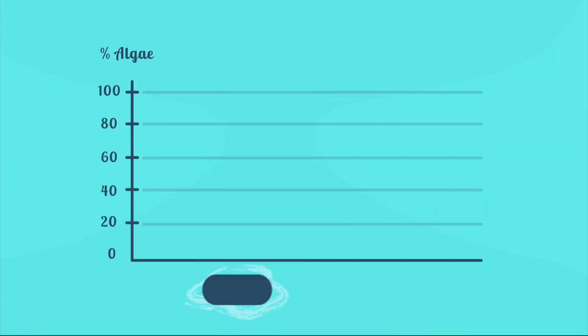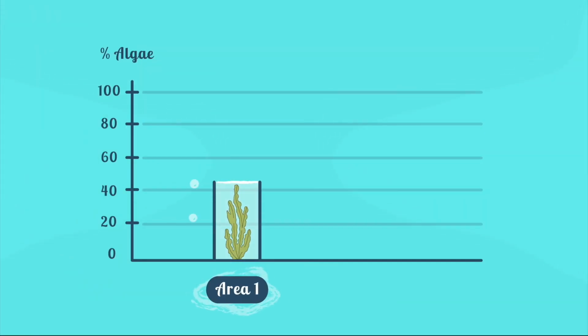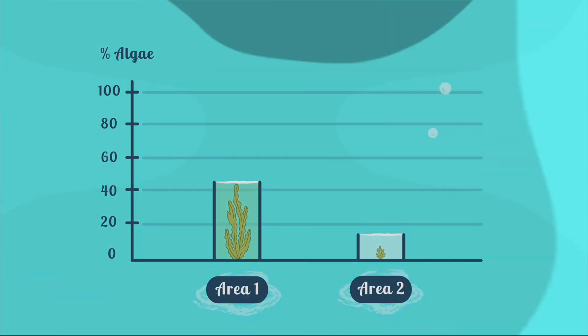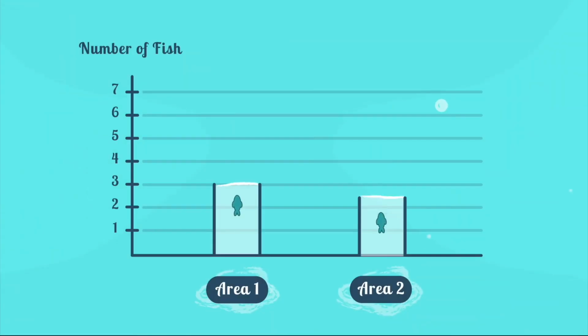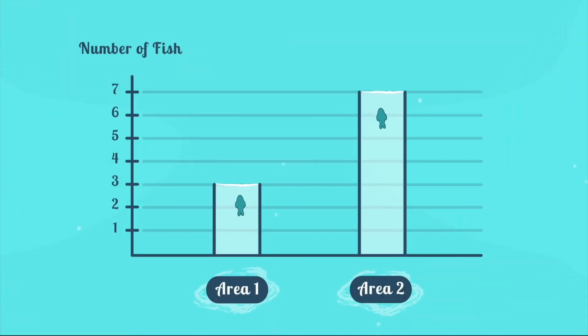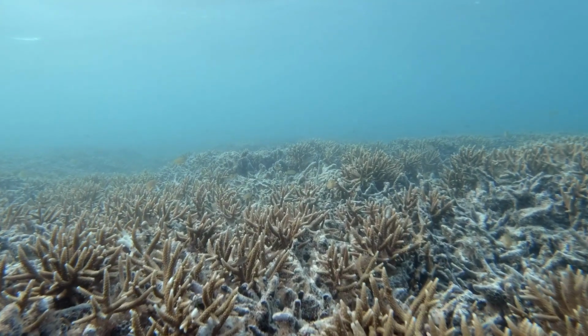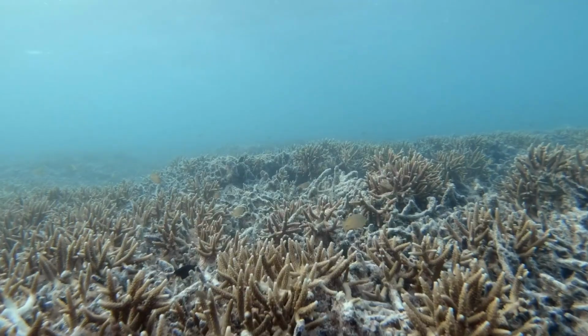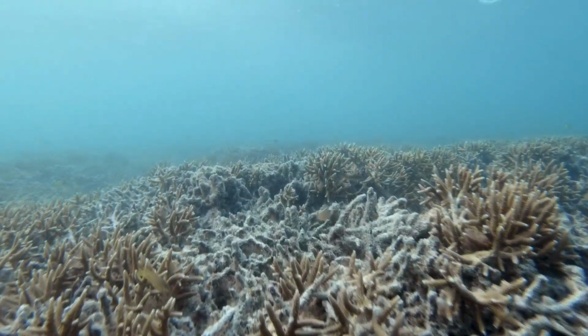We can see in Area 1 that a greater percentage of the reef was covered in algae than in Area 2. Now this suggests that Area number 1 is actually unhealthier than Area 2. We can also see that Area number 1 had fewer fish than Area number 2. So there aren't as many fish in Area number 1 to eat the algae and prevent the algae from taking over and killing the reef. Now, this is a clue or a piece of evidence that our hypothesis might be correct.